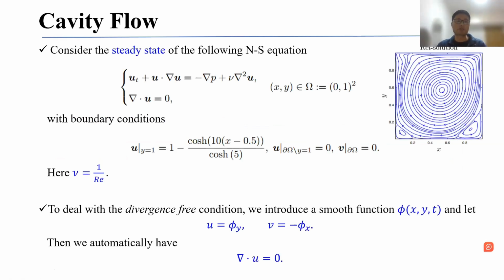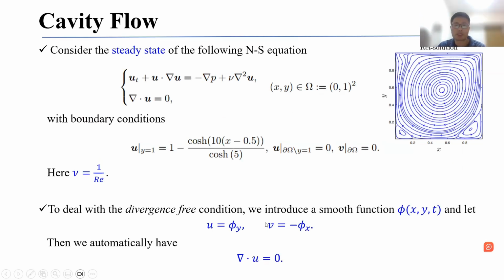Also I solve the cavity flow here. I just solve the steady state problem. I also learned from George and Zhicheng's paper that for the steady state, the solution is not unique. So in our method, we can also get the right physical solution for the steady state.